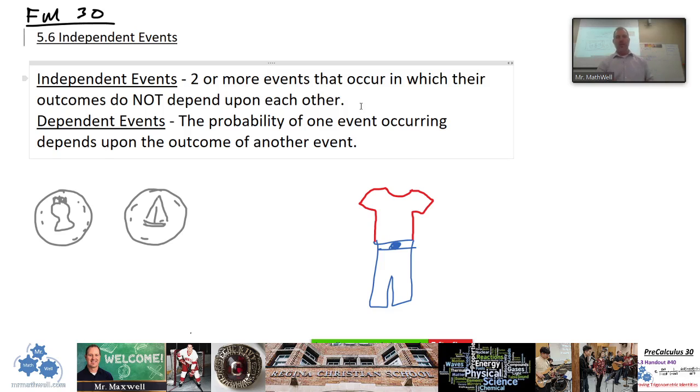An example would be, and I've crudely drawn here, two coins. Now, if I flip two coins even at the exact same time, one coin does not care what the other coin turned out to be. It doesn't matter, right? They're completely independent.